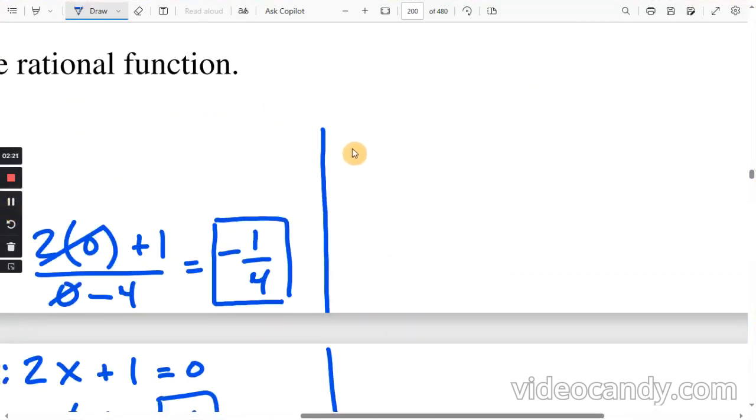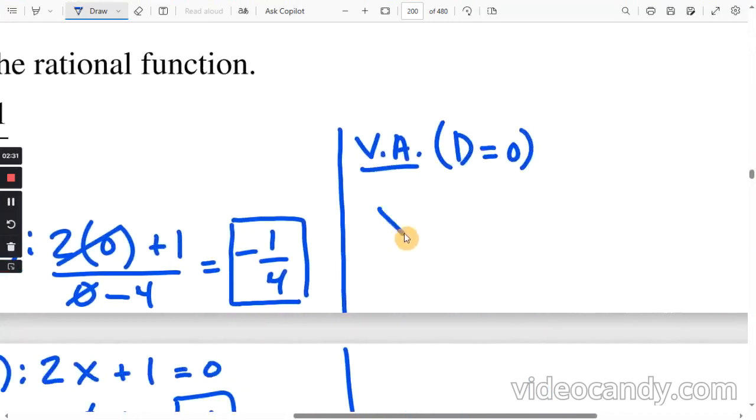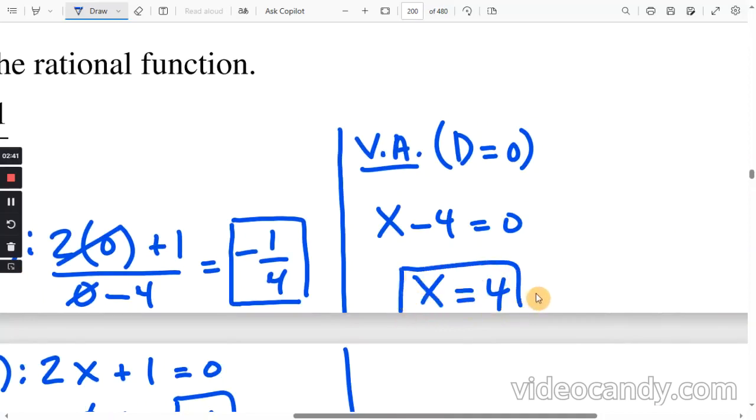Now for the vertical asymptote, that is when the denominator equals 0. So if x minus 4 equals 0, if you do plus 4 on both sides, x is just 4.